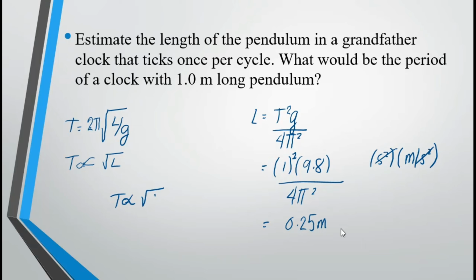So period being directly proportional to the square root of L, let's check what will happen. Period is directly proportional to the square root of 4, so it will become twice the original period. Looking at this, the period doubles because you have multiplied the length by 4. So as you can see, the relationship is that period is directly proportional to the square root of length.